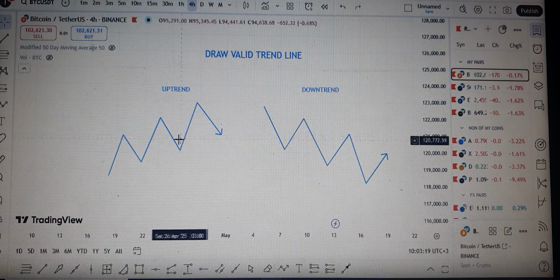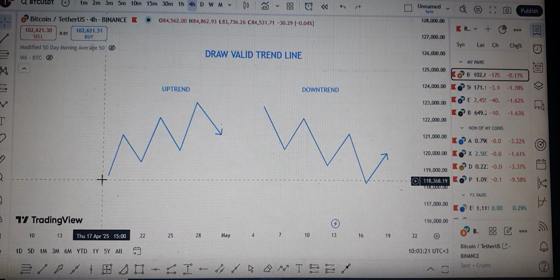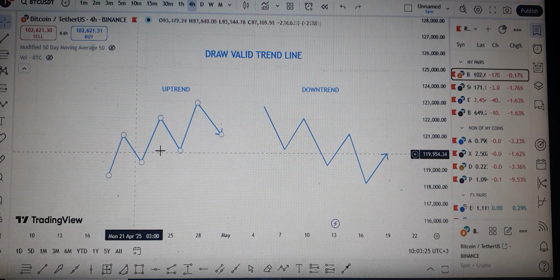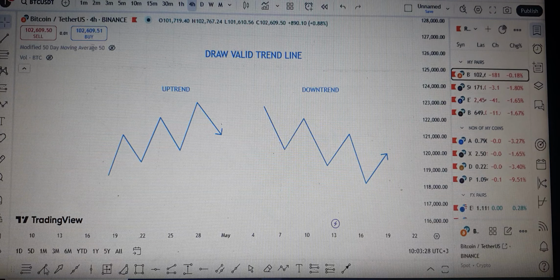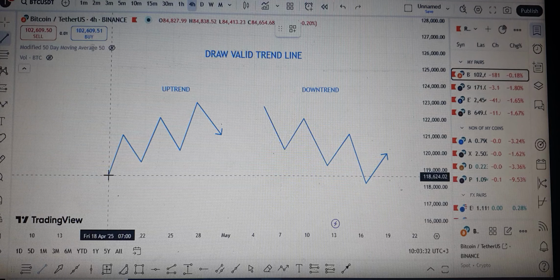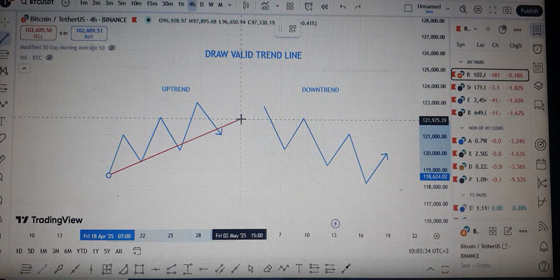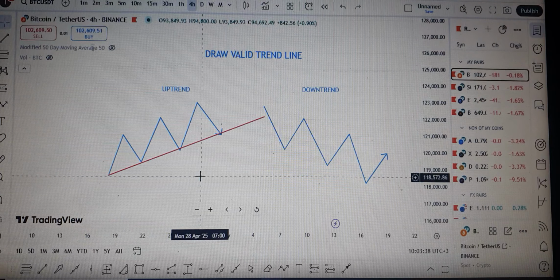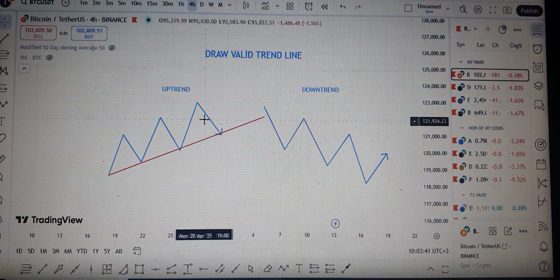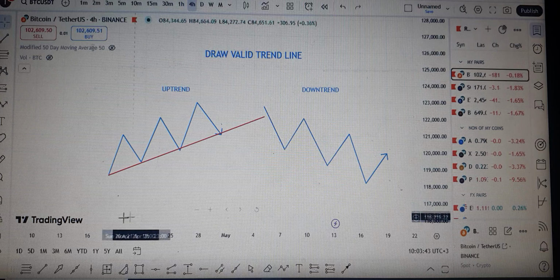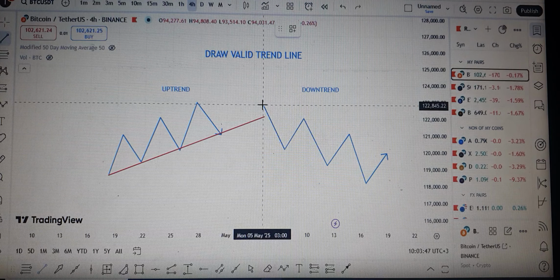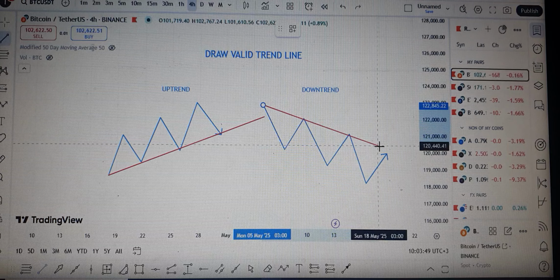In an uptrend, a trend line is drawn downside of the trend. Downside of the trend, like this. We come here and pick the trend line tool, then you draw it downside of the trend like this. You understand that? This is an uptrend. Then in a downtrend, it is drawn upside of the trend like this.